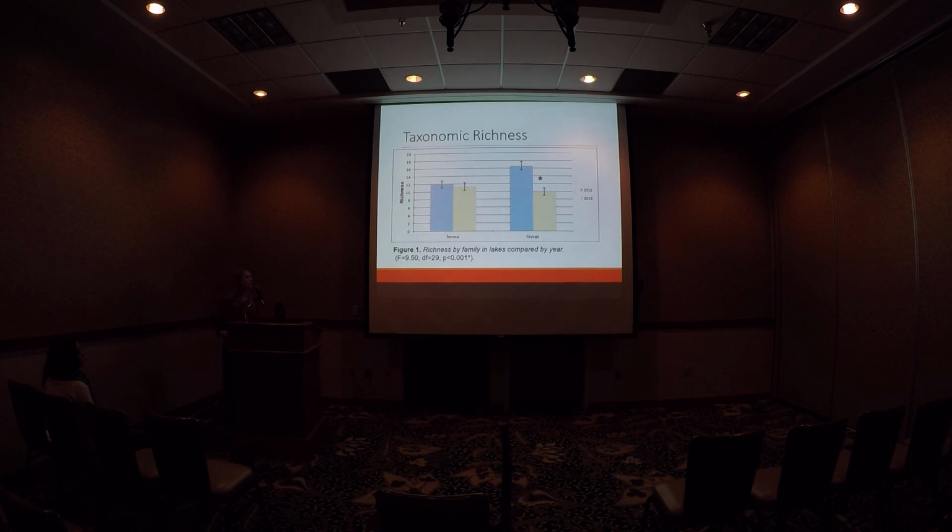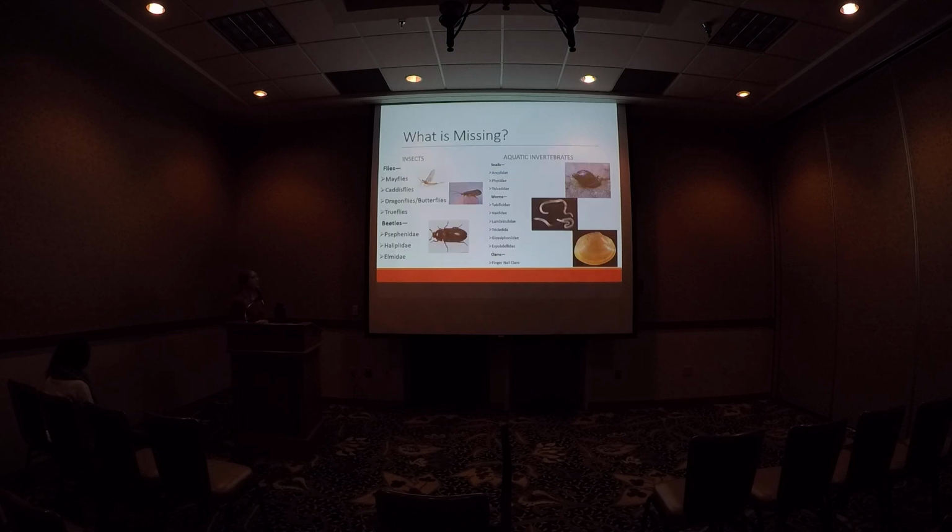So for our results, we found that there's a statistical difference in Cayuga Lake from 2012 to 2019. So there has been a decrease in taxonomic richness in Cayuga Lake, which could be due to the round goby being present in this lake. We did not find any statistical difference in Seneca Lake.